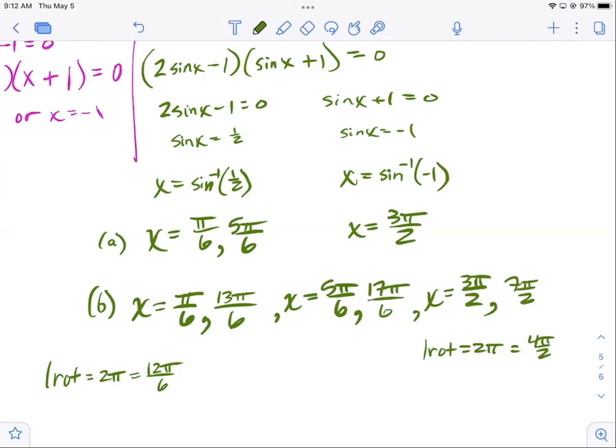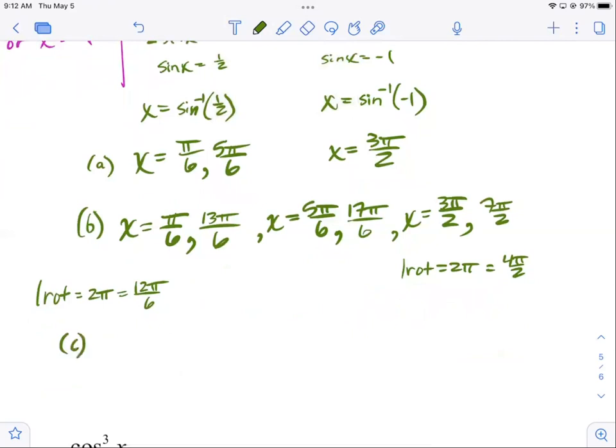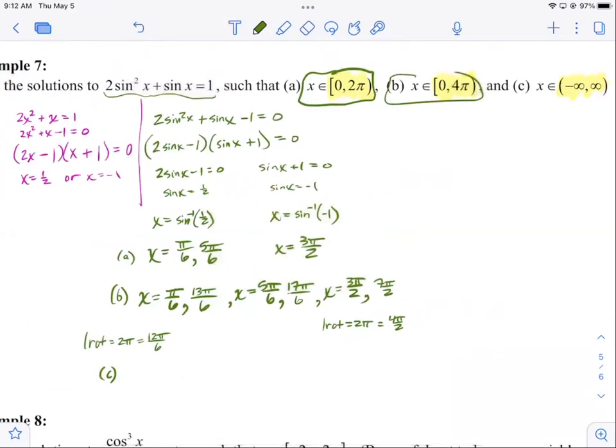So within the first two rotations, there's 2, 4, 6 solutions, right? If there's 3 within one rotation, it's going to be twice as many within 2, 3 times as many within 3, et cetera, et cetera, et cetera. Now on part C, it says to find all the solutions from -infinity to infinity. Oof.